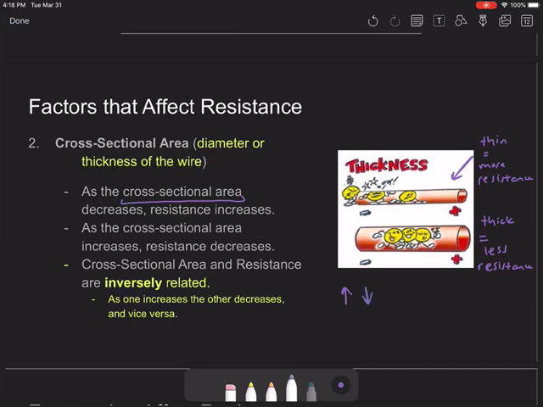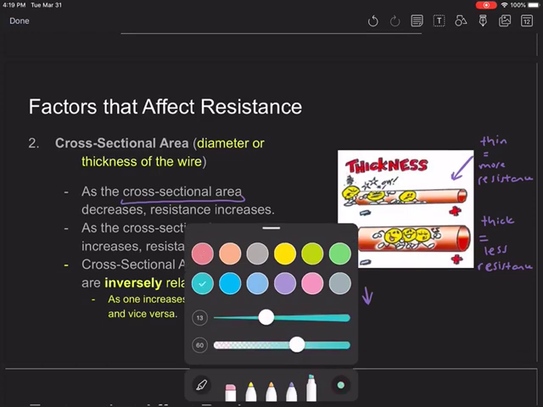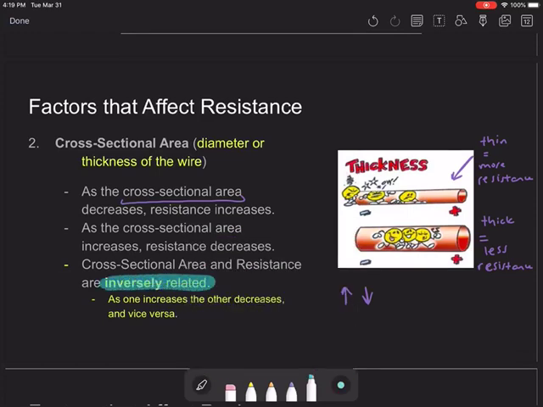Which gives us this thing called an inverse relationship, or something is inversely related. So as the cross-sectional area goes up, the resistance goes down. And as the cross-sectional area goes down, the resistance goes up. We call that an inverse relationship.